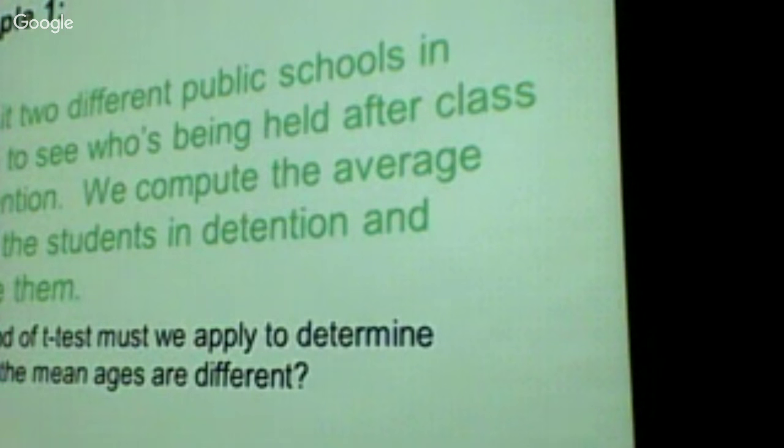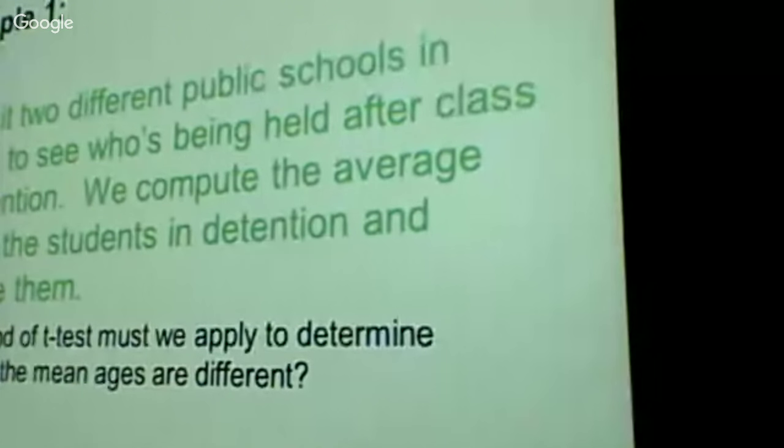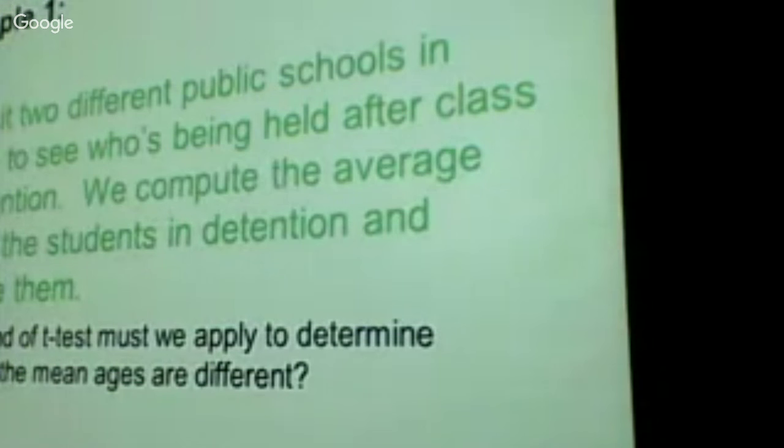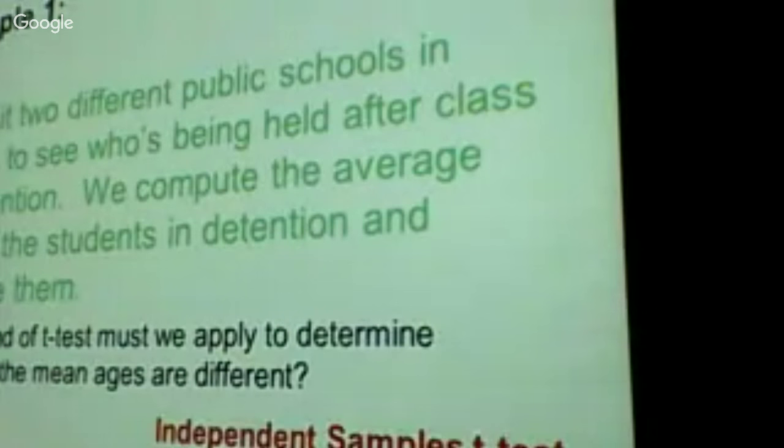Okay, we're going to visit 2 different public schools in Ottawa, and we're going to see who's being held after class in detention, right? And we're going to compute whether or not the ages of the detention students in this school are different from the ages of detention students in that school. What kind of t-test is this? Is it one sample? It's 2 samples. Okay. Is it independent or dependent? Someone take a shot. Yes, ma'am. Exactly. We have 2 different groups of students here. They're not the same student. Right on. So we know what to do here. It's on the slide. So independent samples t-test.